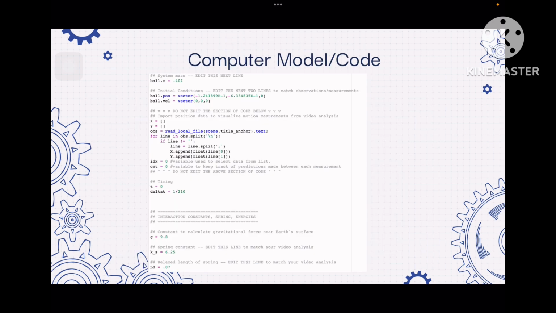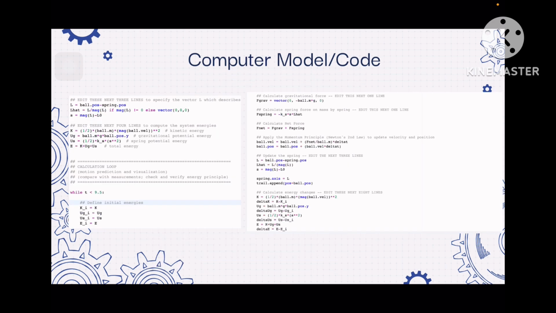Here's my computer model code. I'll start off by inputting initial conditions: setting the oscillation period and the spring constant k to what I calculated earlier, the mass to be 0.402 as given in the instructions, time to be 0, delta t to be 1 over 210, the initial position from Tracker, and lastly the initial velocity to be the 0 vector, indicating motion starting from rest.